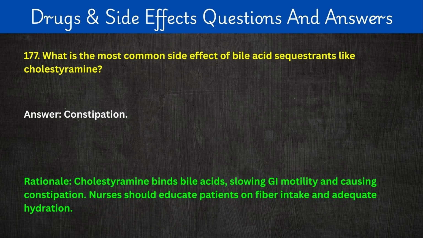177. What is the most common side effect of bile acid sequestrants like cholestyramine? Answer: constipation. Rationale: cholestyramine binds bile acids, slowing GI motility and causing constipation. Nurses should educate patients on fiber intake and adequate hydration.